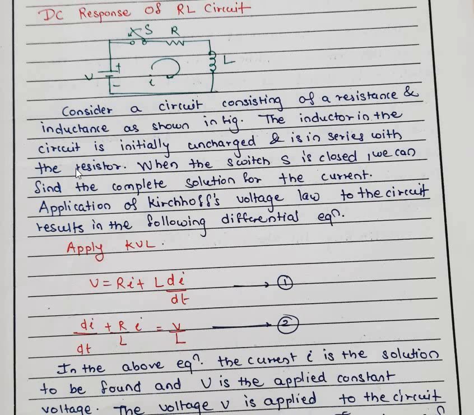Now let us have the DC response of an RL circuit. As in our second unit, we have transient response analysis, where there are two categories that we know: natural response and forced response, or source-free response and source-driven response. Now we will analyze the source-driven response, and the same analysis will hold for source-free. The only thing is that whatever this V we are assuming here is to be considered as zero.